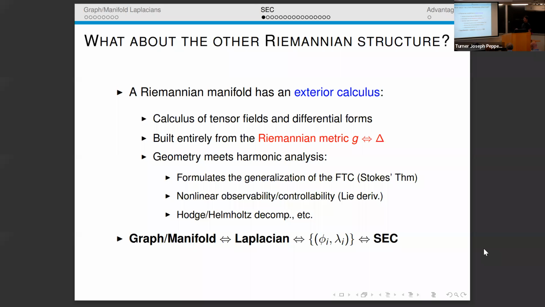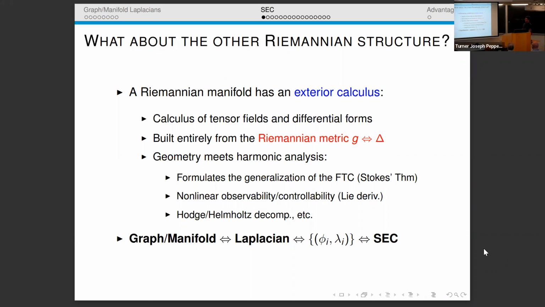But okay, so what's so great about this? Well, we can talk about Stokes' theorem in the context of the exterior calculus. We've got all these beautiful theorems from differential geometry. The Lie derivative is really crucial if you're talking about nonlinear observability and controllability. It's all about Lie derivatives, which are really hard to compute, especially on manifolds. And then cool things like the Hodge and Helmholtz decomposition, where we talk about vector fields. So now you have a vector field on a graph. Can you decompose it into the gradient part and the divergence-free part? Is there some notion of that on a graph? That would be really cool.